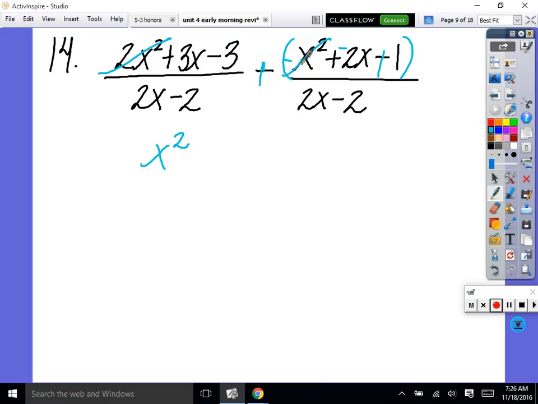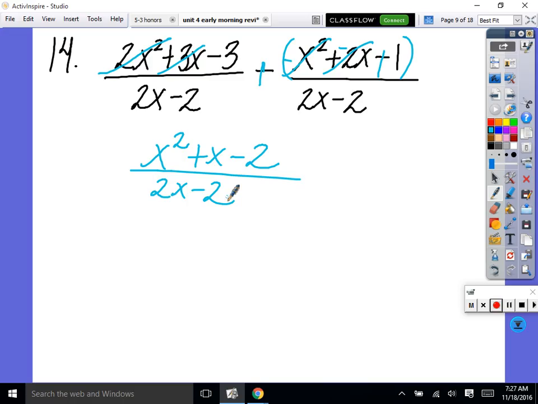Okay. So now we can just combine like terms. I distributed the negative through and then wrote it as plus. Positive 3x plus negative 2x plus x, very good. And then negative 3 plus 1 is negative 2. Okay, good. So that's all over 2x minus 2.